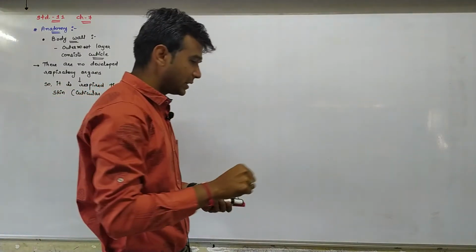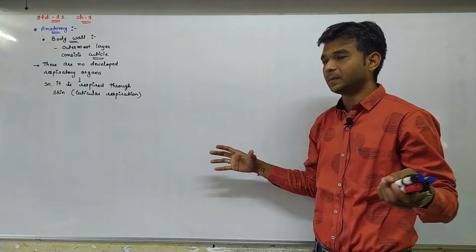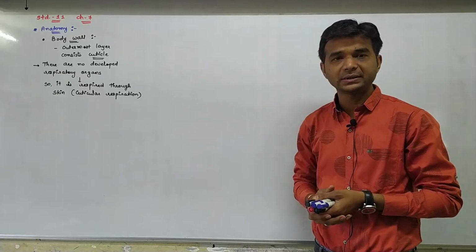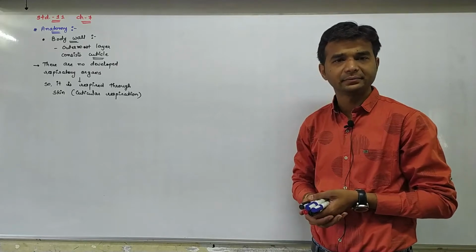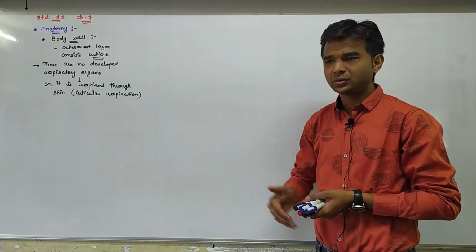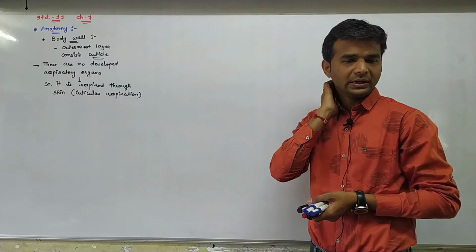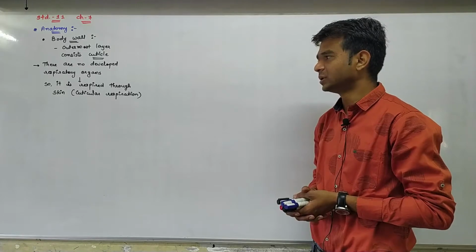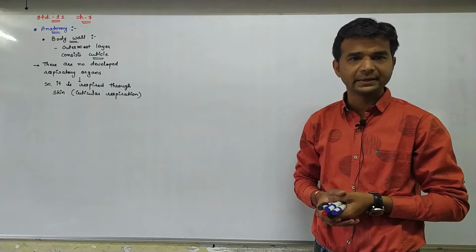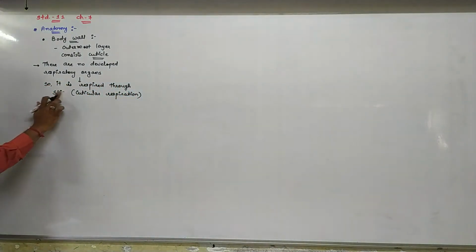There are no well-developed respiratory organs present in the earthworm. We have learned the respiratory system: trachea, bronchi, bronchioles, alveoli, and lungs are there in human beings. The same type of respiratory organs are not developed in the earthworm. That's why the earthworm respires through the body wall or through the skin. This is known as cuticular respiration. So here I can erase the skin and instead write the body wall.